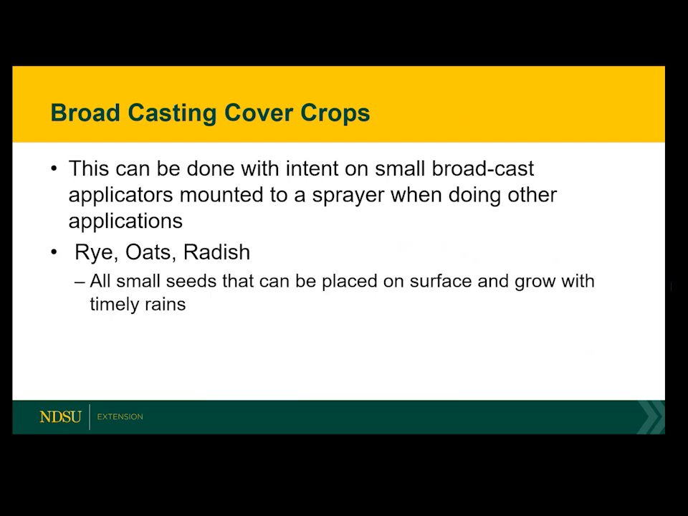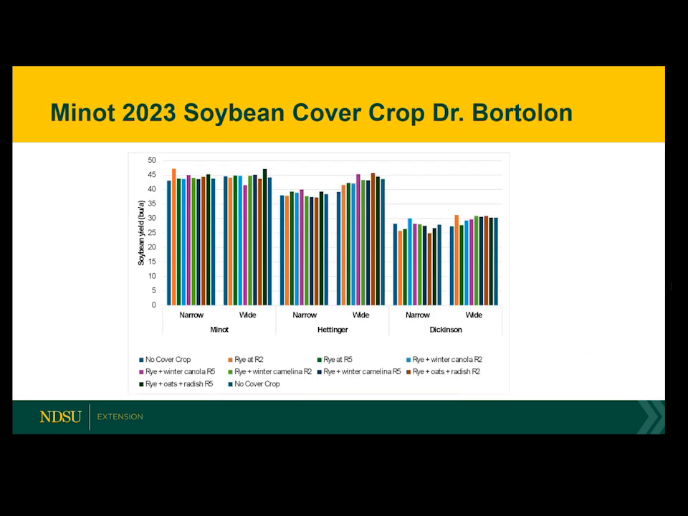We turn them on, we get in the field, and they're just throwing seed on the ground, so it's broadcast across the surface. We did this with Dr. Bartolone, Leo, if you've heard of him. We did that at R2 in rye, and then R5, in soybeans, R2 growth stage, R5. We used rye, which was the most successful for establishment. Winter canola was a little bit harder, and then winter camelina was a little bit harder to get established, same with the radish.